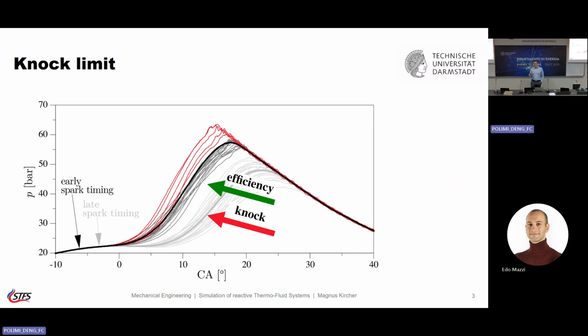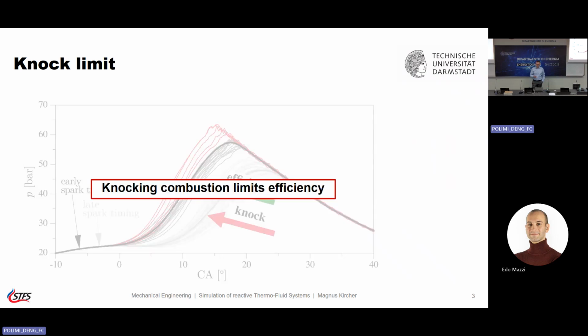And since this pressure oscillation has a high risk of danger for the engine, in the end, knocking combustion is a major limit for the efficiency of combustion engines. And with that, of course, it has been and still is part of investigations and research.